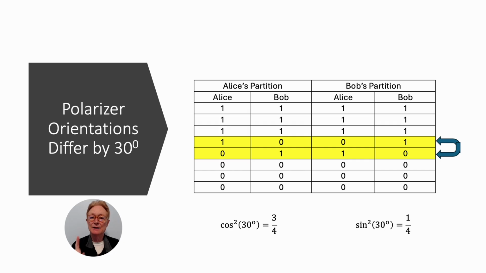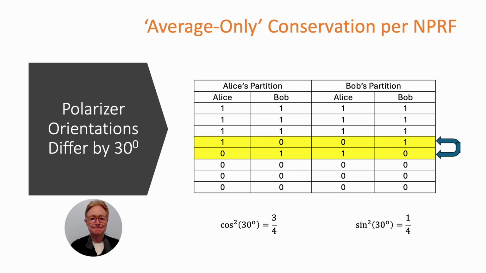Notice, and here's where we see the relativity principle, that Bob can make the exact same claim about Alice's data relative to his, and sure enough, when he organizes the data per his outcomes, it clearly shows that Alice's outcomes need to be averaged in accord with the conservation of angular momentum. So we have this average-only conservation that's symmetric. Both Alice and Bob can make that same claim about the other's data.